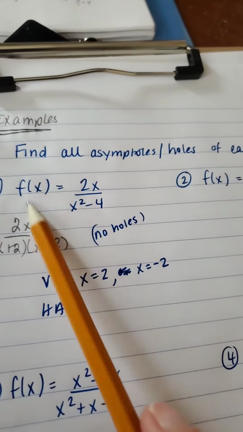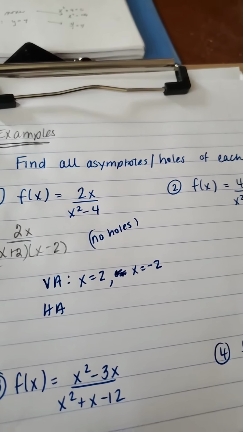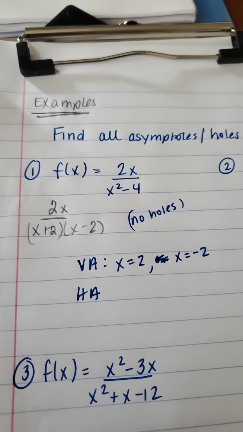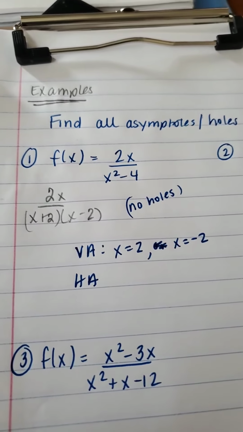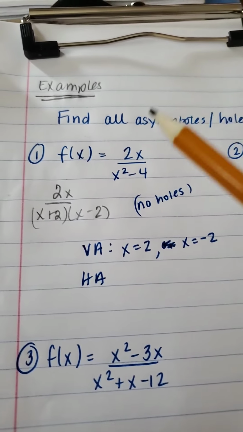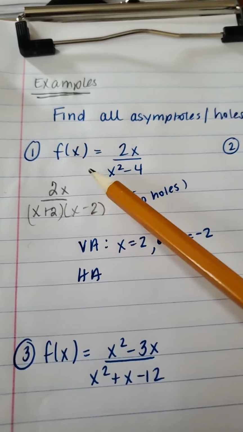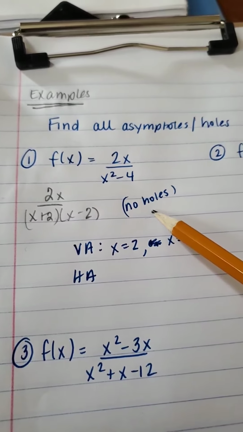The example directions are just to find all asymptotes and holes of each. And that really is the basis for trying to graph these, because once we have this information, we can use X, Y charts, T charts, whatever you want to call them, to fill in other points. So the first thing you look for is you look to factor it. Factoring it doesn't leave us with any common factors, which means there's no holes.